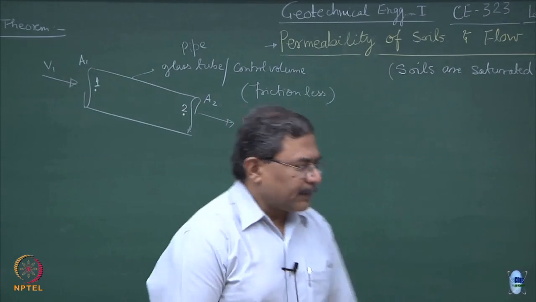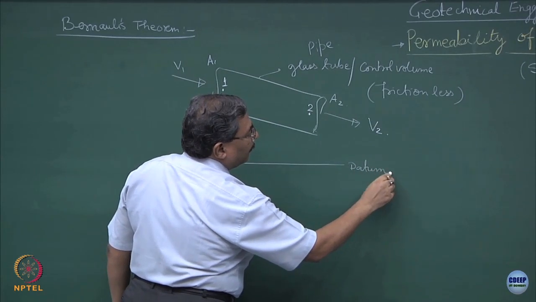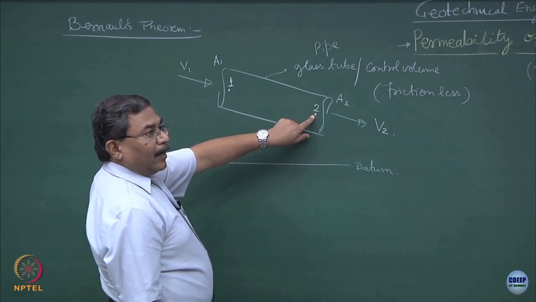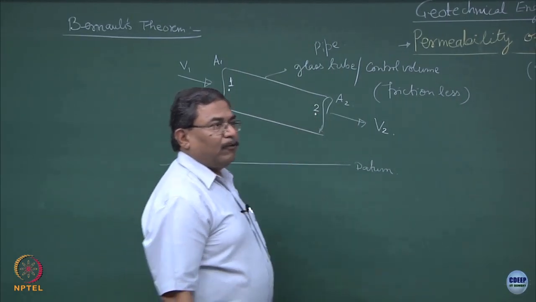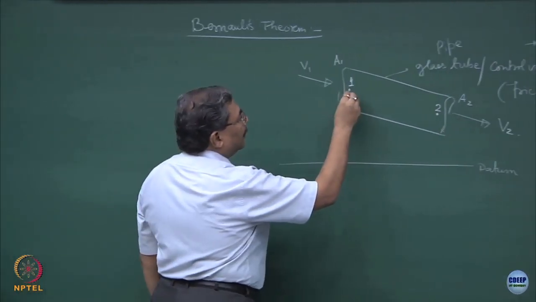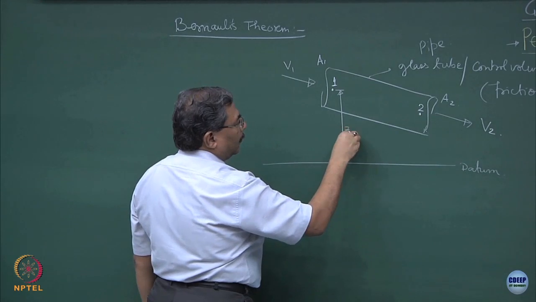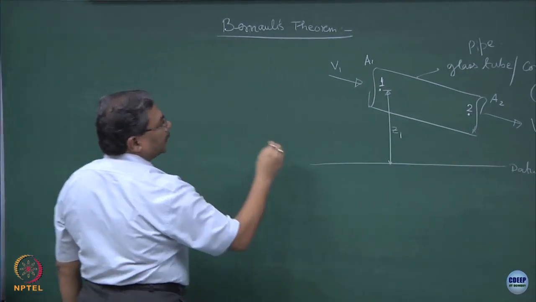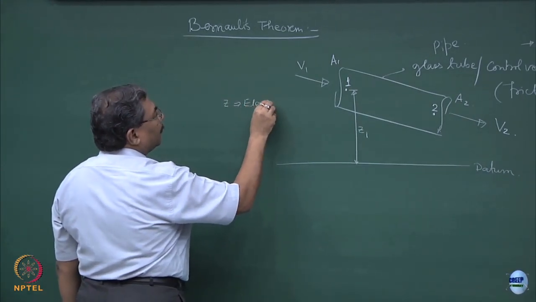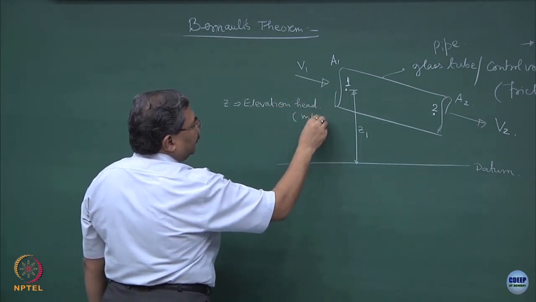I am sure you must have done this exercise. If I consider a datum somewhere here, I know what the heads are which are acting at points 1 and 2, and the head difference is going to cause the flow to occur. So, if I say at point number 1, the height of point 1 is, let us say, Z1. Now, Z1 is defined as the location head, Z is defined as the elevation head, in meters or centimeters or whatever.